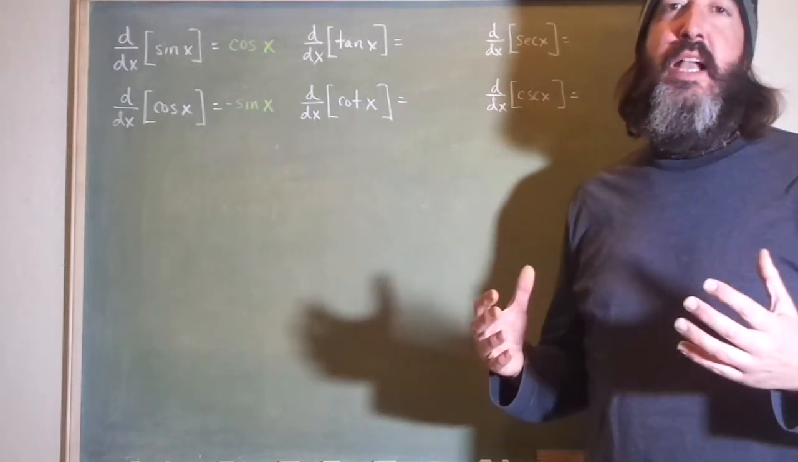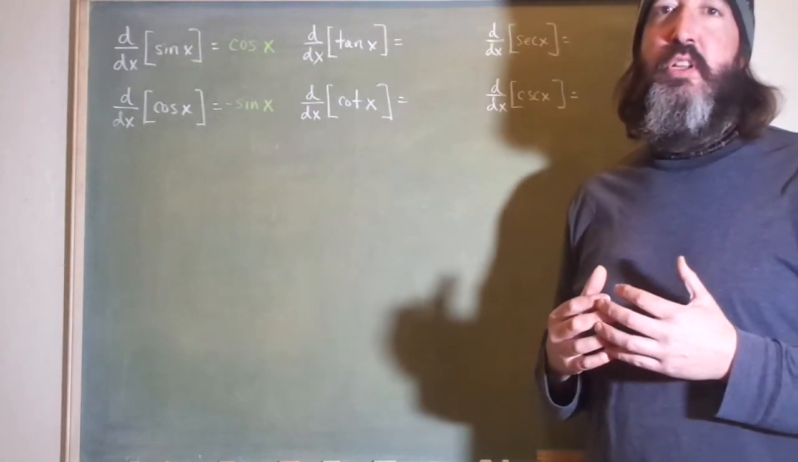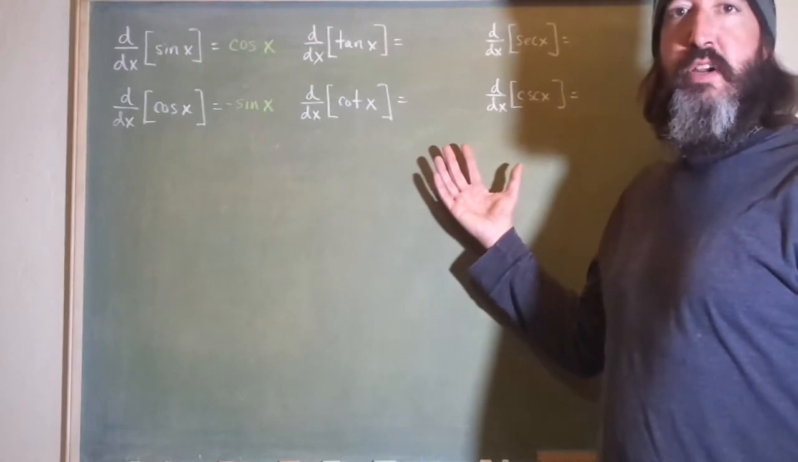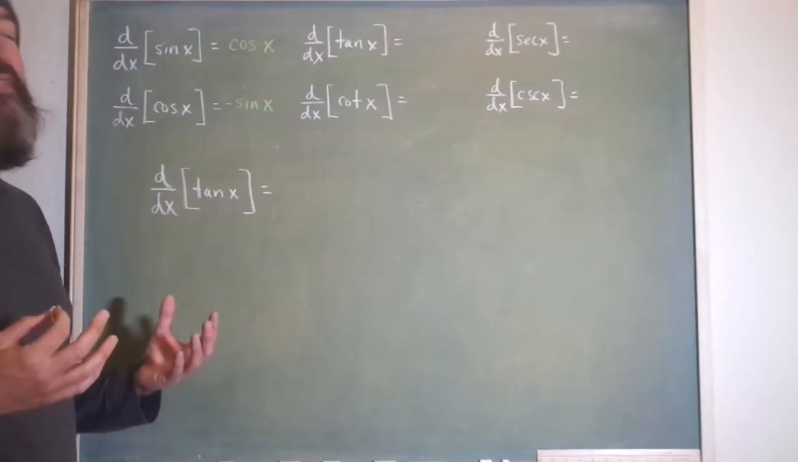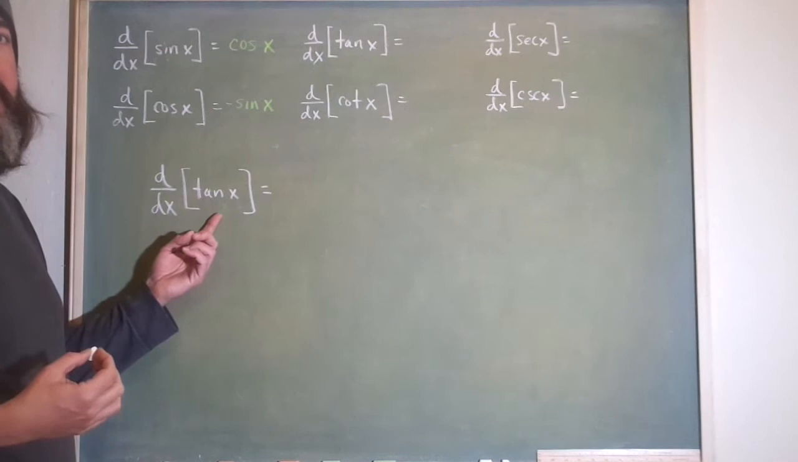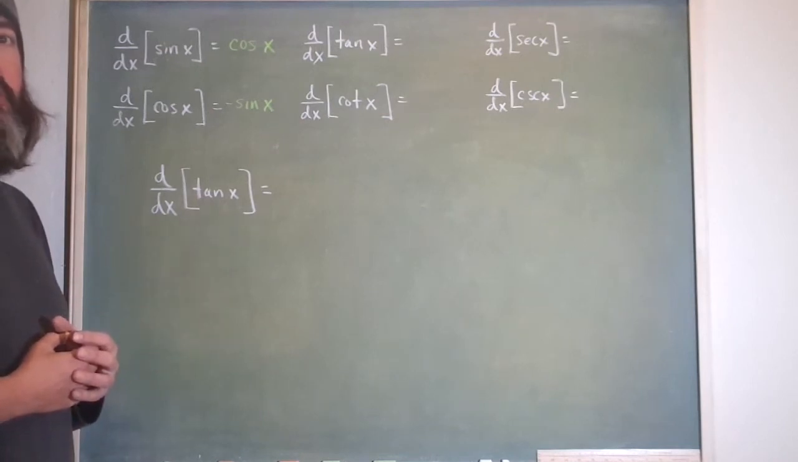You already know the derivative of sine and cosine. Well, now it's time to learn the derivative of our four other trig functions. To determine the derivative of tangent, I'm first going to rewrite tangent as sine of x over cosine of x.